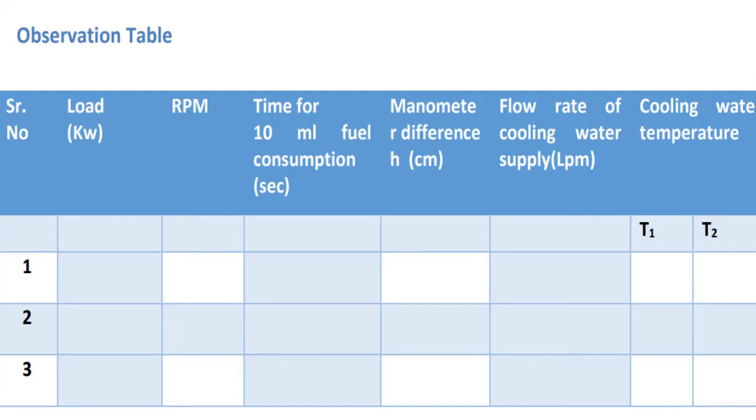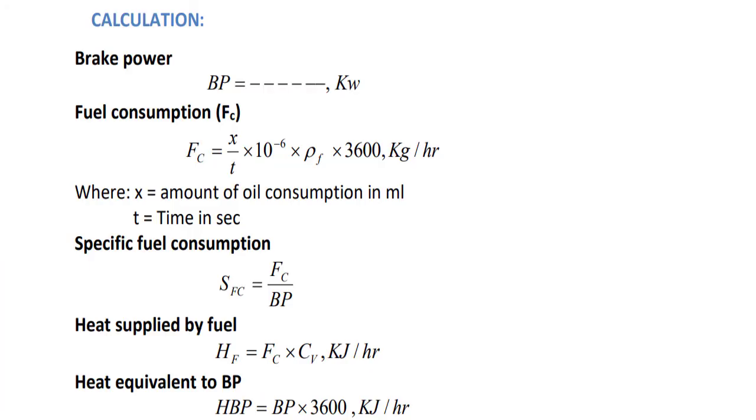Thereafter we will do the calculation of the performance factors. This is the calculation for the performance factors. First we will find the brake power, then we will find the fuel consumption. Brake power is what you are applying, that is 1 kilowatt up to 4 kilowatt.